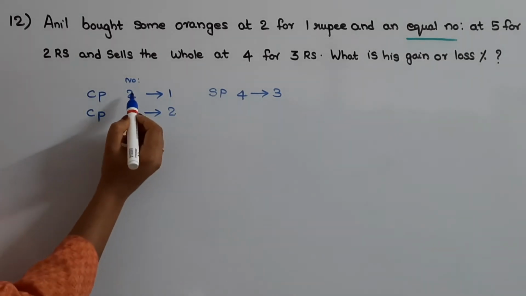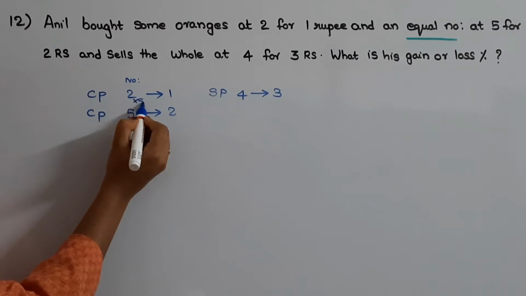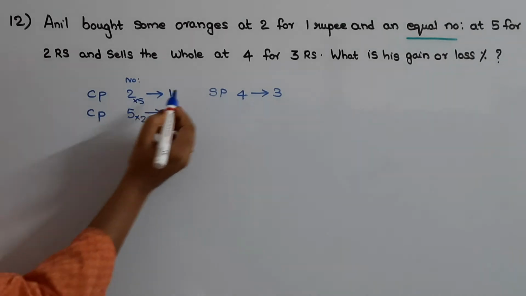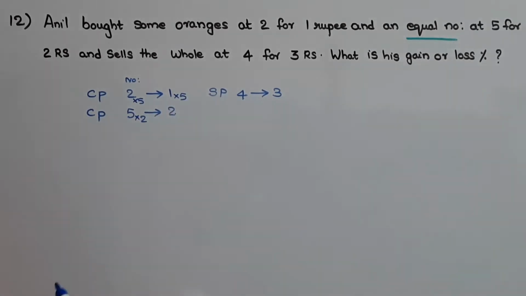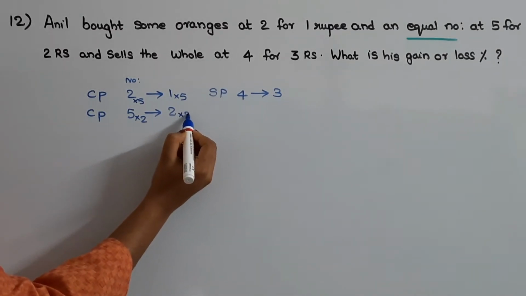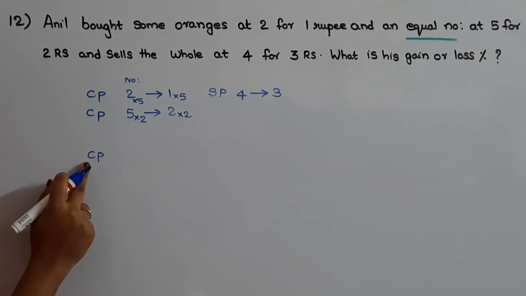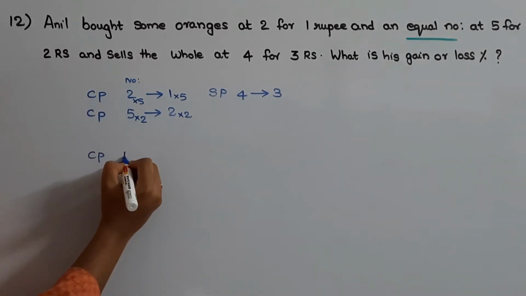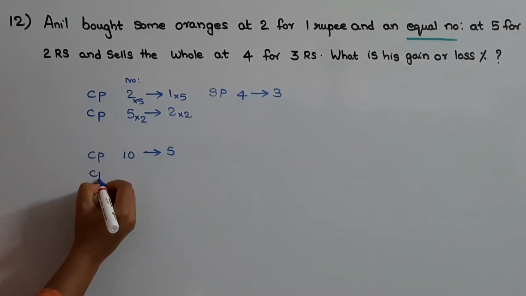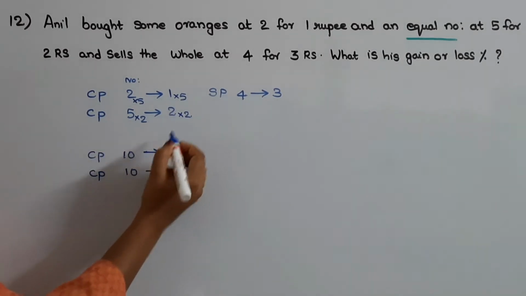So in order to make this same we need to multiply this 2 by this 5 and this 5 by this 2. Now when we are multiplying this 2 by 5 we need to multiply this 1 also by 5. When we are multiplying this 5 by 2 we need to multiply this 2 also by 2. Now the first type of oranges were bought in such a way that the cost price of 10 oranges is rupees 5. And the second type of oranges were bought in such a way that the cost price of 10 oranges is rupees 4.